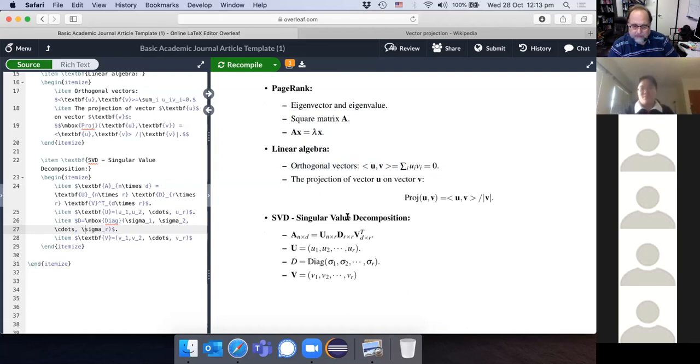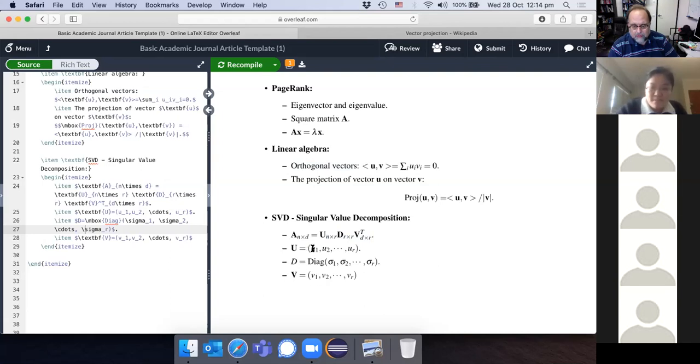The SVD decomposition, compared to PageRank, which works on the eigenvector and eigenvalue of a square matrix, works on a non-square matrix. The dimensions of A are here called n times d. After the decomposition, we will get three matrices: U times D times V transpose. And those are the corresponding dimensions of these three matrices.